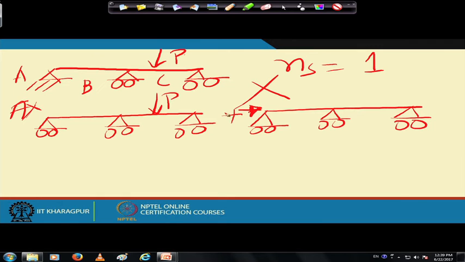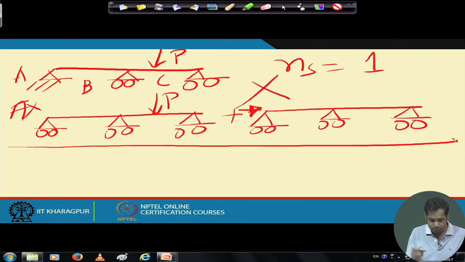But look at this, though here we have 3 reactions, this is not a stable structure, because under the action of a horizontal load, this structure is not stable. Okay. So, it is not that you can take any force or any constraint as redundant. We have to make sure that whatever constraint, reaction or internal force you take as redundant will not lead to an unstable system. So, this is not the correct decomposition.